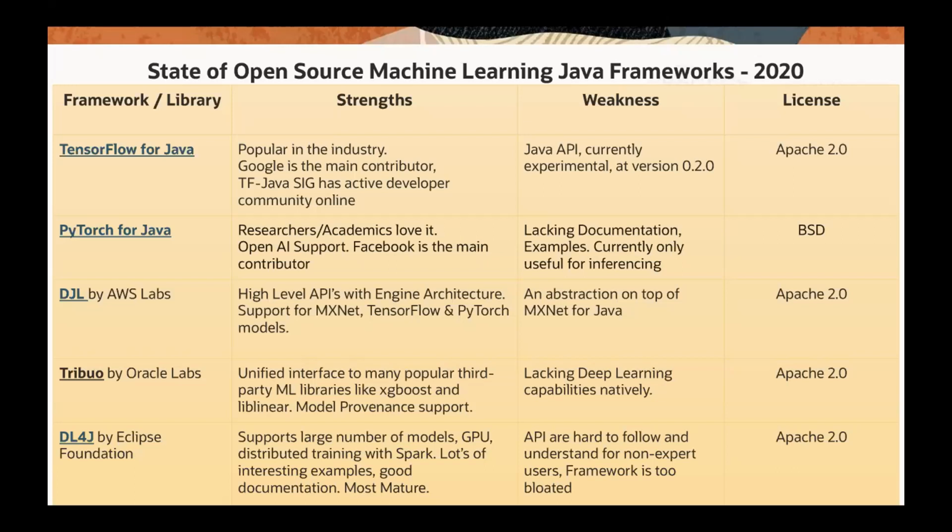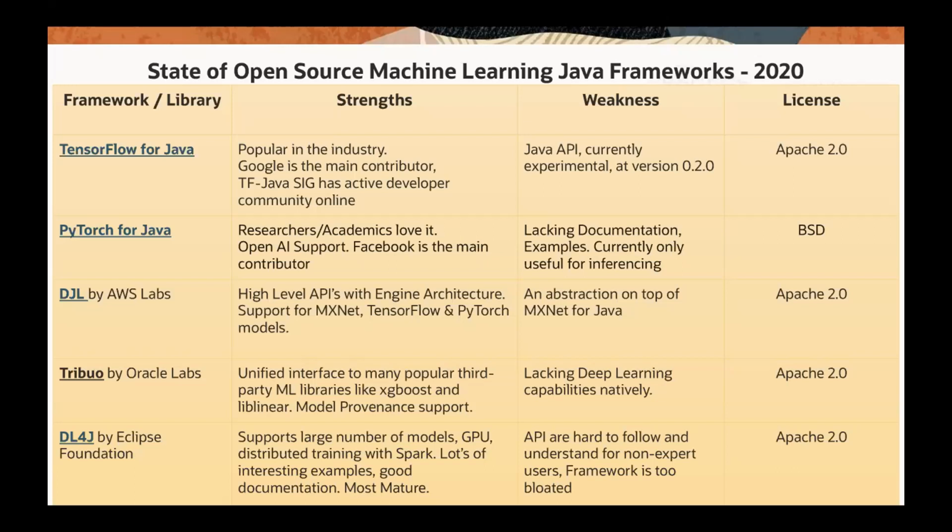Another good library is called DJL. It's by AWS Labs. And another one, recently announced by Oracle, is called Tribuo. It's a machine learning library, and it's really user-friendly. Documentation you can check out on tribuo.org. And then there's a popular library which has been around for a while now. It's called DL4J under the Eclipse Foundation. It's very heavy duty. It has all kinds of features and functionalities, including Spark and ML.